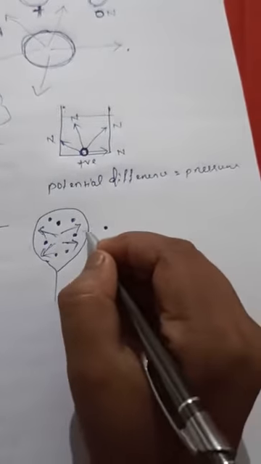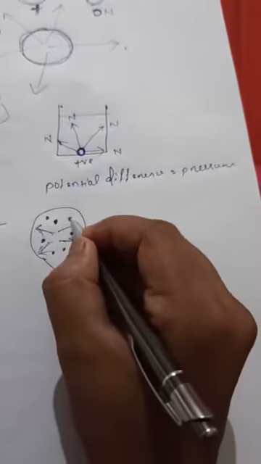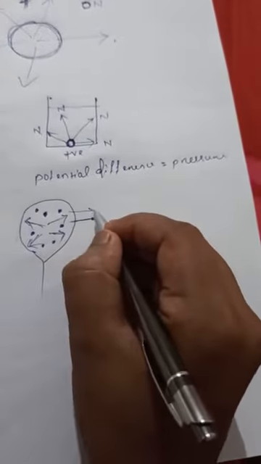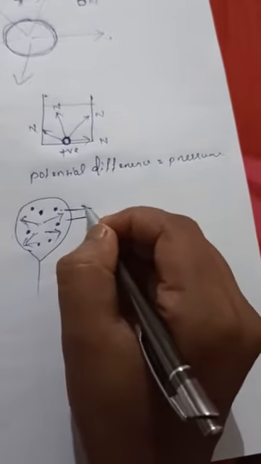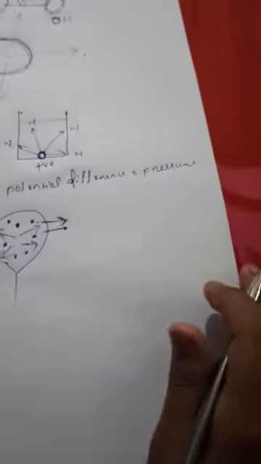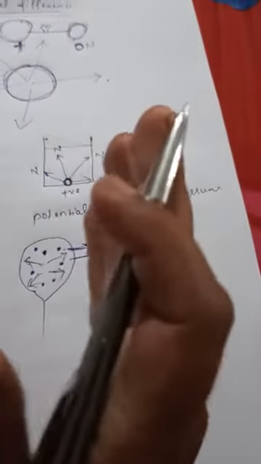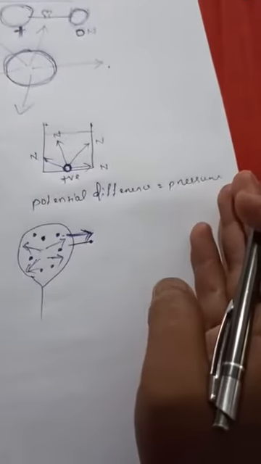So here is a pressure difference. If the balloon explodes, what will happen? These particles will move in this direction, from higher concentration to lower concentration. My point is, if a potential difference is created, the electric charge can move from one point to another point.